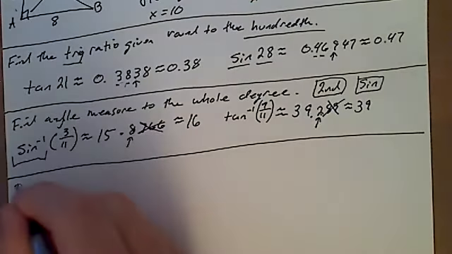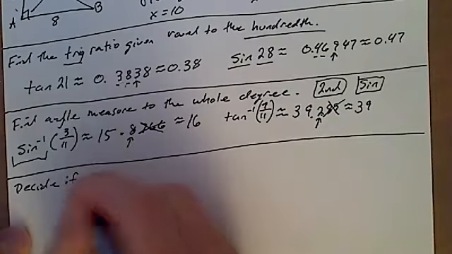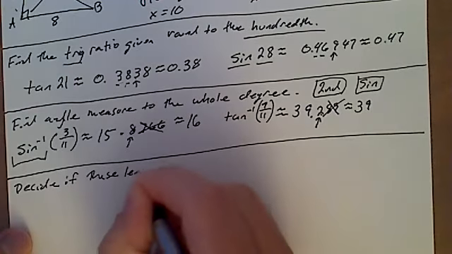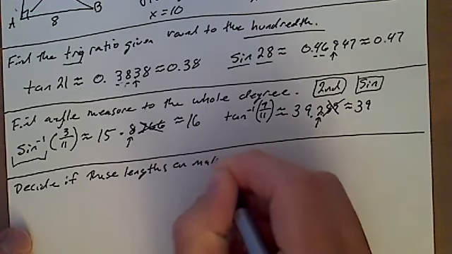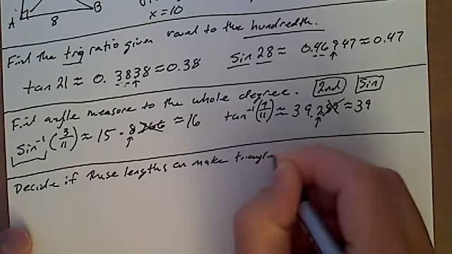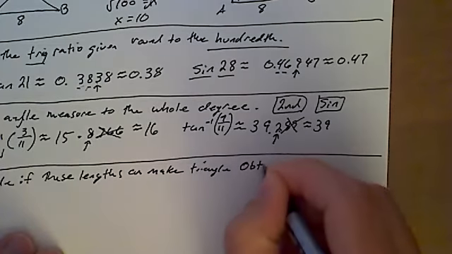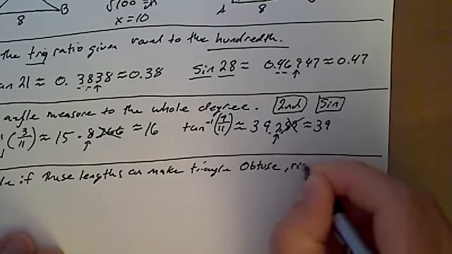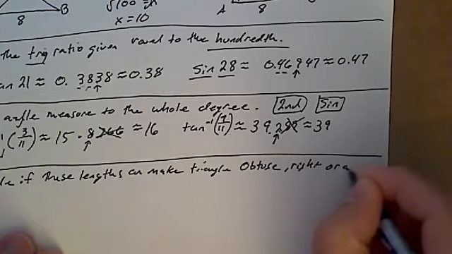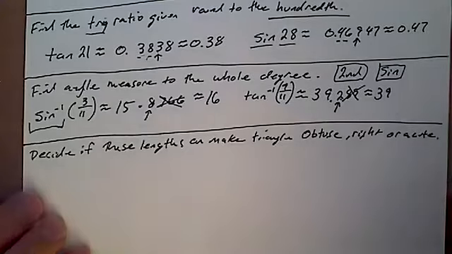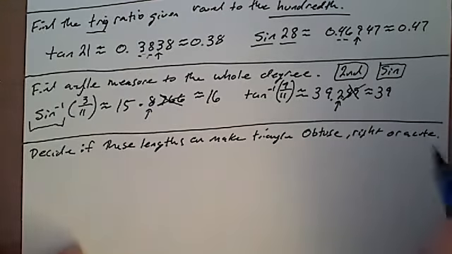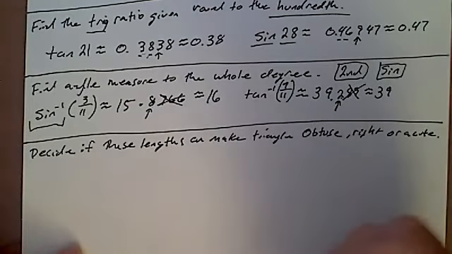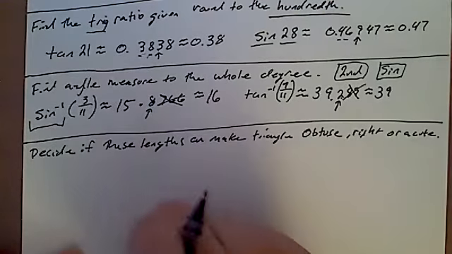All right, decide if these lengths can make a triangle: obtuse, right, or acute, right? I think you guys know this one well enough. The question itself will be slightly different wording-wise, but you're basically deciding whether the three sides I give you make an obtuse, right, or acute triangle, right?